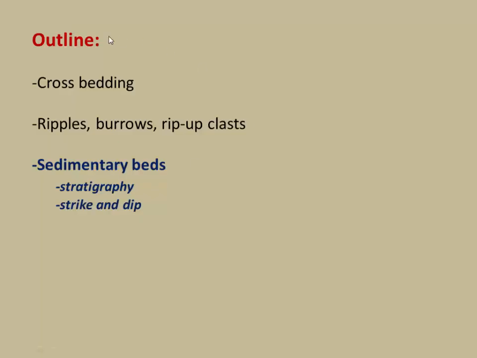So in summary, we've covered cross-bedding, ripples, burrows, and rip-up clasts. We looked at sedimentary beds, and then talked a little about how we can interpret stratigraphy on the long scale. I actually skipped strike and dip. I think we'll talk about that at a different time, maybe in the field.